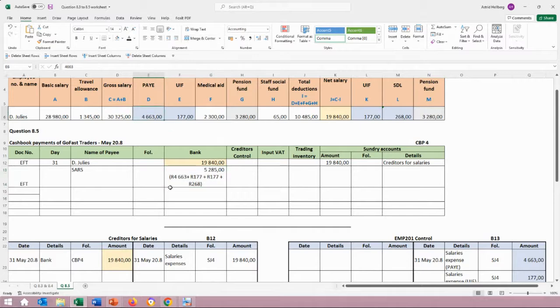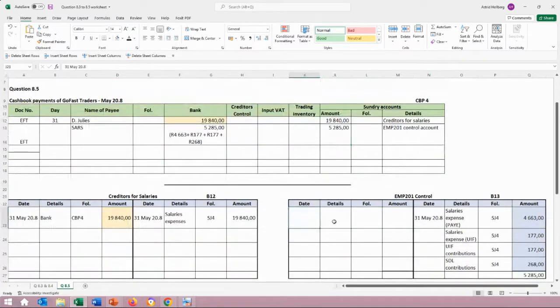Okay, so it's the 4,663, the 177 here, plus the other 177 plus the 265 gives us 5,285 Rand that needs to be paid over to SARS. Now the account that it goes to is your EMP 201 account, which is also not an account that is listed here, so you take it to your sundry account.